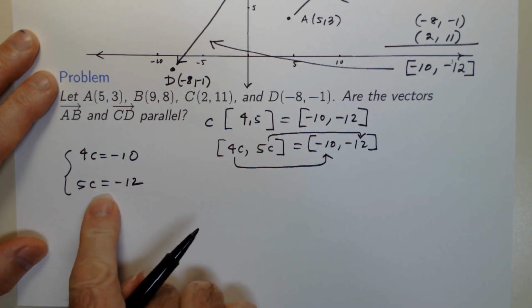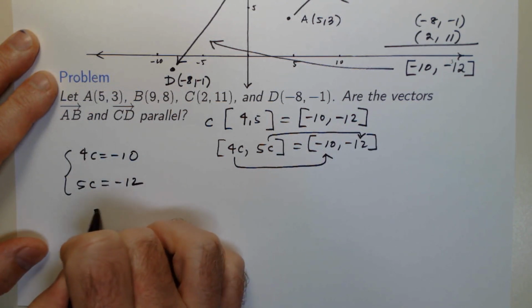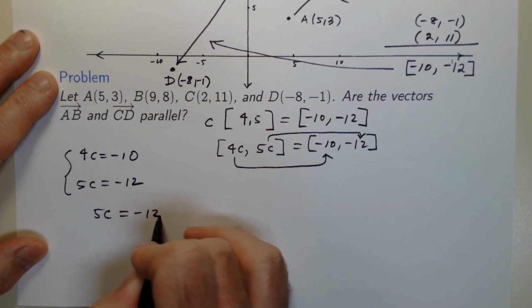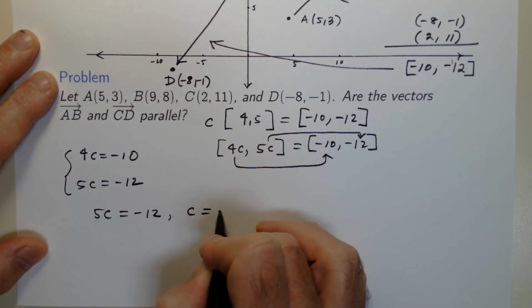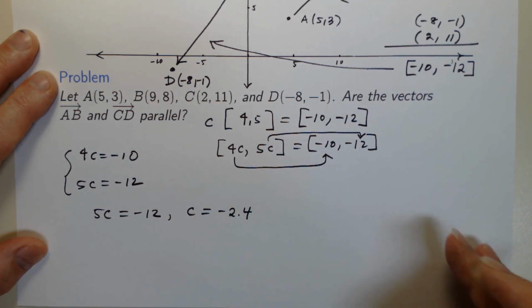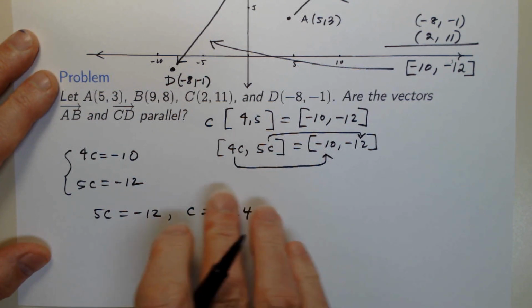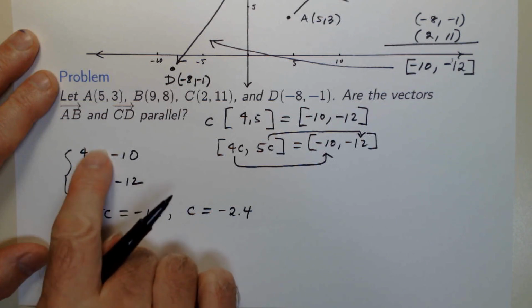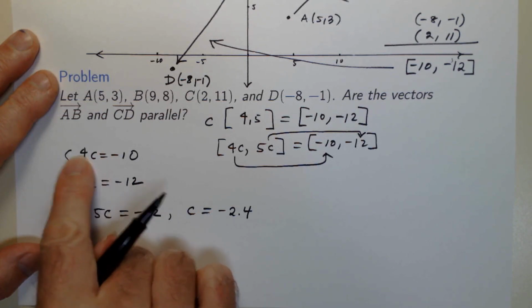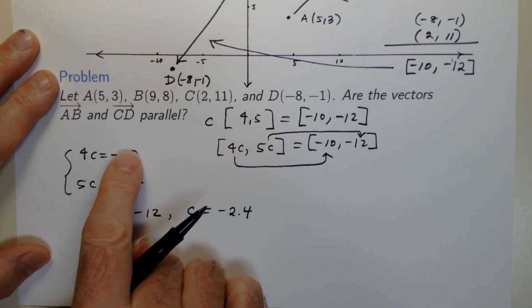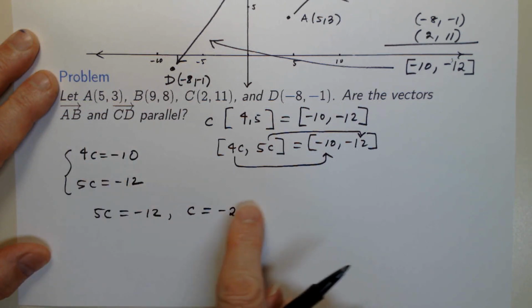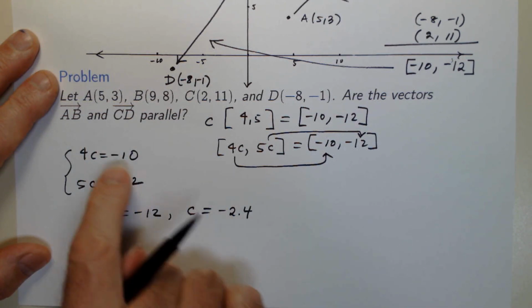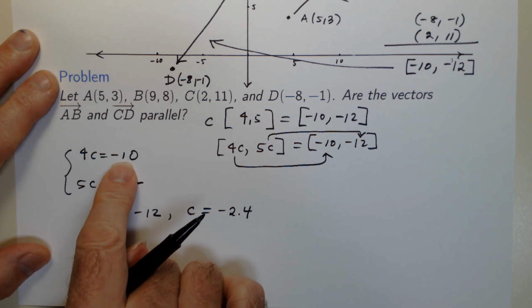Well, let's take a look at the second equation. That's saying that 5c is equal to negative 12, and so that tells me that c must be equal to negative 2.4. So if that c is going to work in both of these equations, I should be able to plug negative 2.4 in here for c, and I should get negative 10. In other words, everything now hinges on whether when I plug in negative 2.4, I get negative 10 or not.